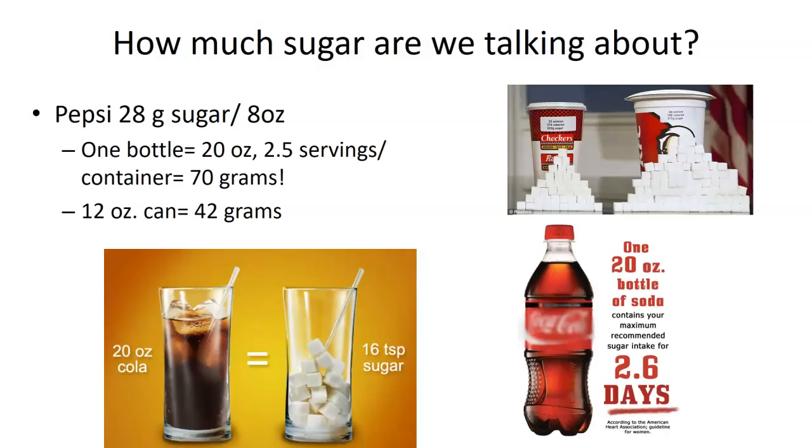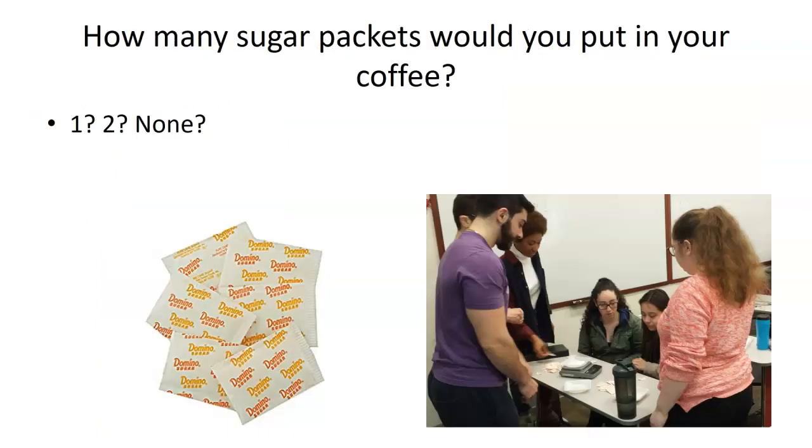What does this look like? So when you think about the 20-ounce cola you can see in the bottom left-hand side picture, look at how much sugar is added to that. When you look at the ones you get from different stores that want to supersize you, look at how many cubes of sugar are added to that. The amount of sugar you find in one 20-ounce bottle of soda is equal to the recommended maximum intake of sugar for 2.6 days. Now go back and think about people that are consuming this daily. That's a problem.